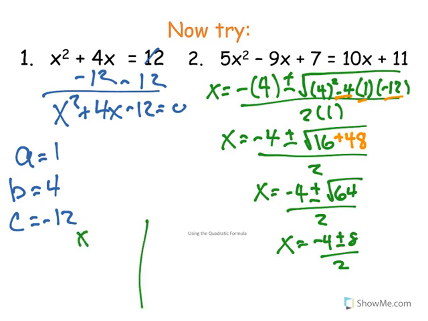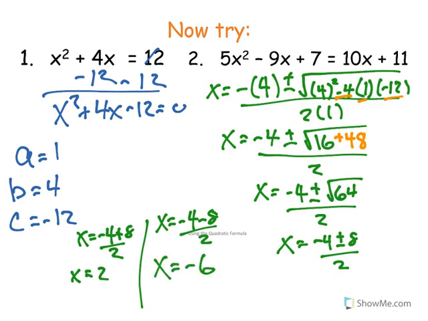Here's my split. X equals negative 4 plus 8 divide 2. X equals negative 4 minus 8 divide 2. So negative 4 plus 8 is 4, divide 2 is 2. Negative 4 minus 8 is negative 12, divide 2 is negative 6. So those are my two roots. And again, had we factored this down, we would have got x plus 6 times x minus 2. But again, we want to make sure we practice quadratic formula so that when we see the ones that are not factorable, we'll be really proficient in it.